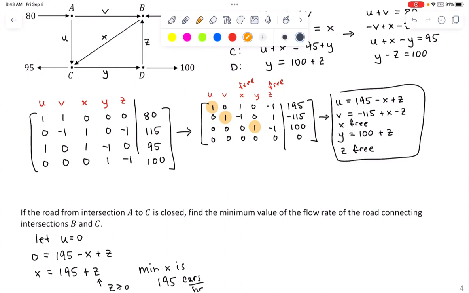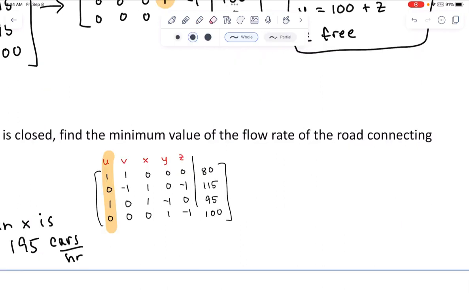An alternate thing we could have done here is, if the road from A to C is closed, that means we would not have any u's involved in our equations. So basically this whole first column would be wiped away, which means we could reanalyze the problem using a different matrix. So I've copied the matrix below.